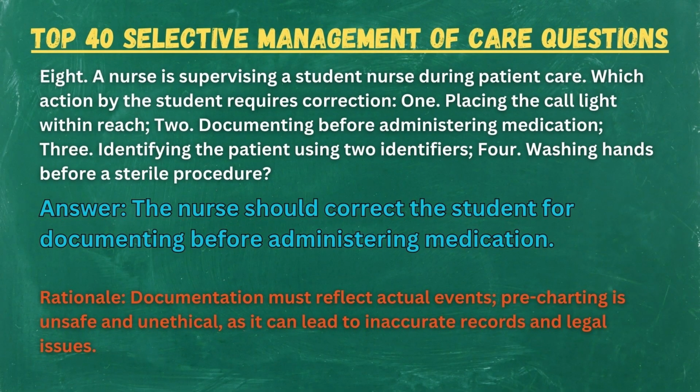8. A nurse is supervising a student nurse during patient care. Which action by the student requires correction? 1. Placing the call light within reach. 2. Documenting before administering medication. 3. Identifying the patient using two identifiers. 4. Washing hands before a sterile procedure?